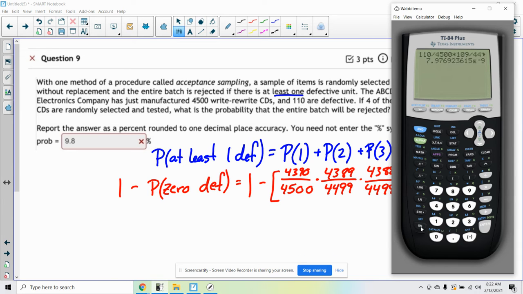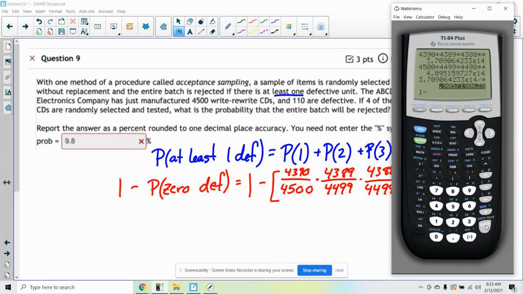So we'll type all that in. I'll just do the tops first. 4,390 times 4,389 times 4,388 times 4,387. That's my numerator. The bottom's going to be 4,500 times 4,499 times 4,498 times 4,497. I'm just going to take that numerator and divide it by that denominator. And don't forget, it's 1 minus that.